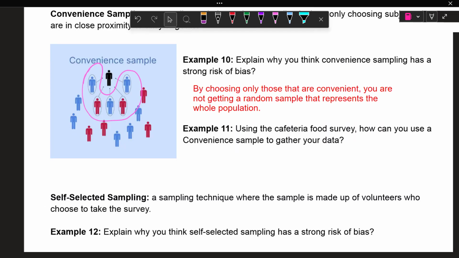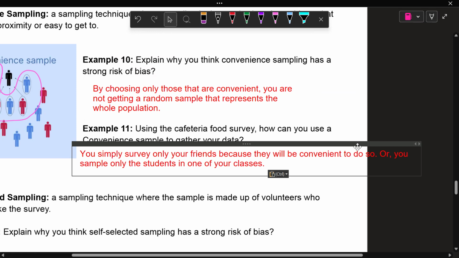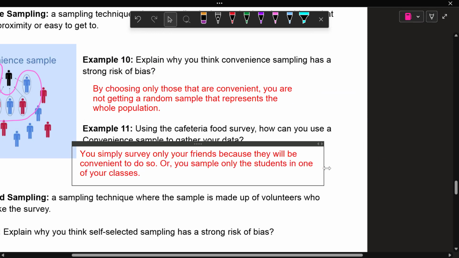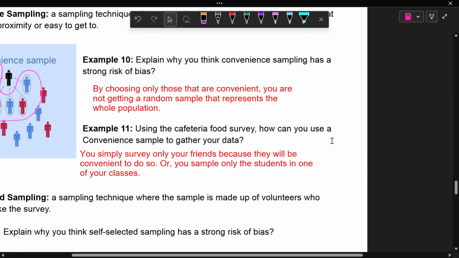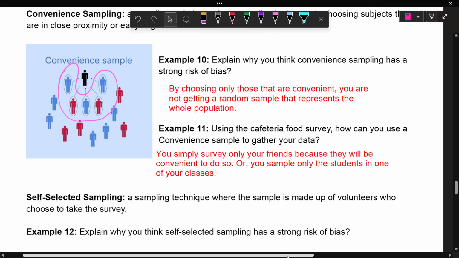Using the cafeteria food survey, again, we're going to mention friends again. Not the show, but the noun. You simply only survey your friends because they'll be convenient to do so. Or sample only students in one of your classes, like I was saying. So convenience literally is just the easiest to do.